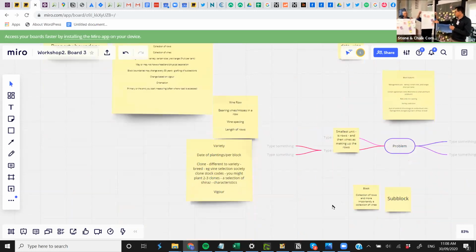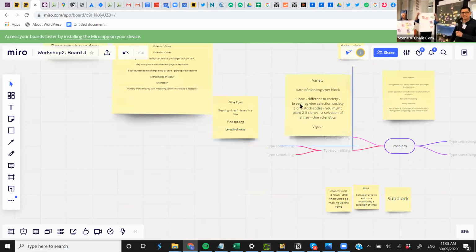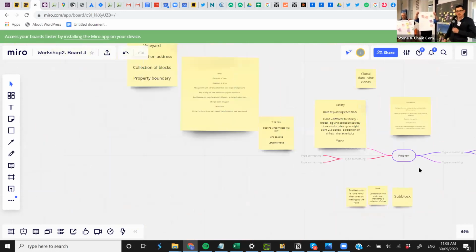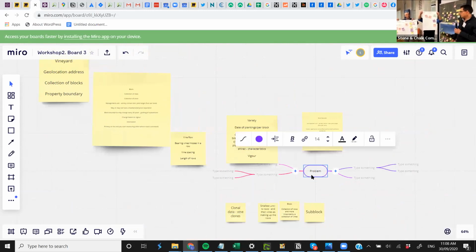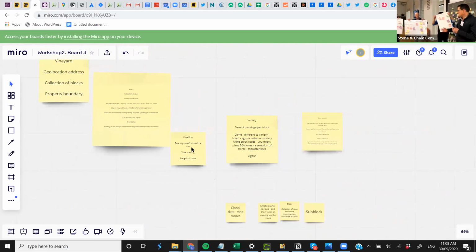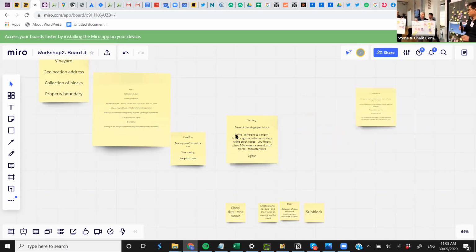I like the wording here, usually grouped together. So we were talking about bush vines versus that next thing, about what is a sub-block and what is a vine row. So moving on to what features and what is a block.